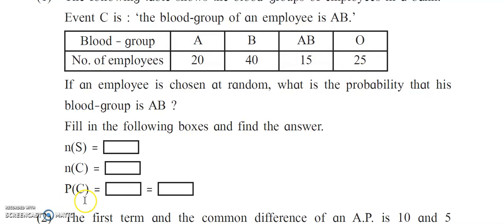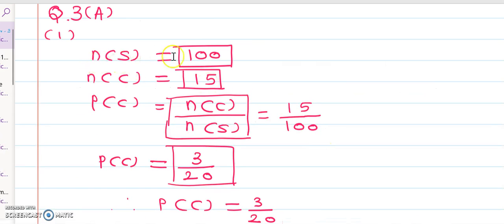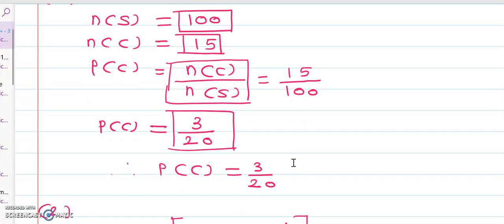Therefore, P of C means what? P of C is equal to n of C upon n of S, and then we'll find the required probability. Now see this answer. n of S is equal to 100, n of C is equal to 15, P of C is equal to n of C upon n of S, that is 15 upon 100. Therefore, P of C is equal to 3 upon 20, which is our required probability.